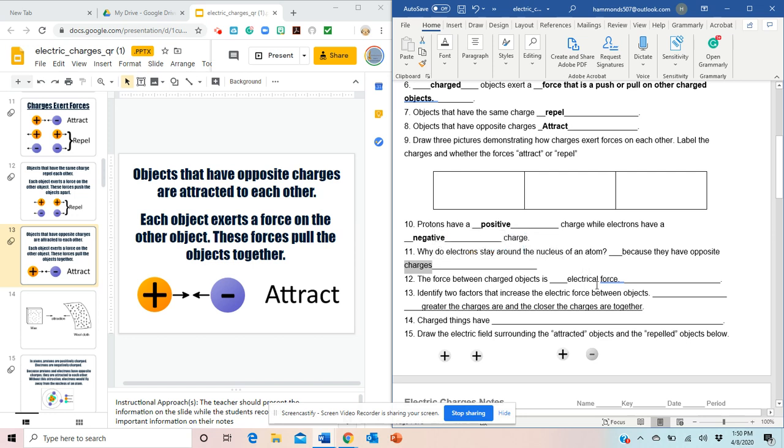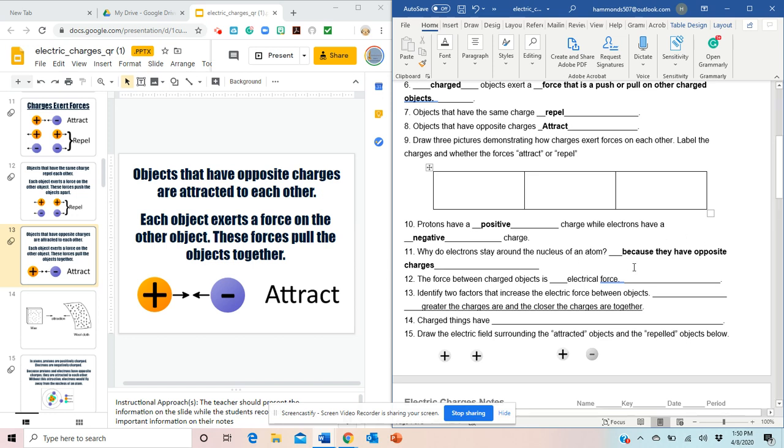All right, so my timer went off just to remind me that I have been going over these notes for 10 minutes, and I did not want to make the videos extremely long. So I'm going to stop here at number 11. All right, so 11, why do electrons stay around the nucleus of the atom? And I wrote because they have opposite charges.